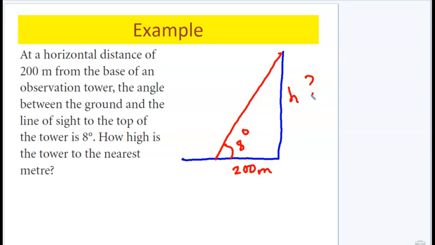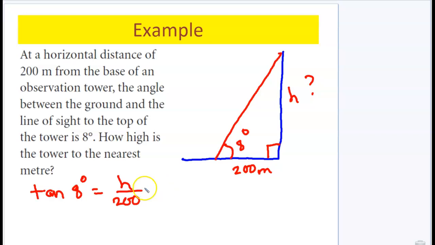So again, we're given a right triangle. We're assuming the tower is perpendicular to the ground, and we want to find the height. So therefore, we can use the tangent ratio again. This time, we would say the tan of 8 degrees is equal to h over 200. Again, you don't need to use the unit in the calculation as long as you have the unit in the final answer, especially if you have a word problem.